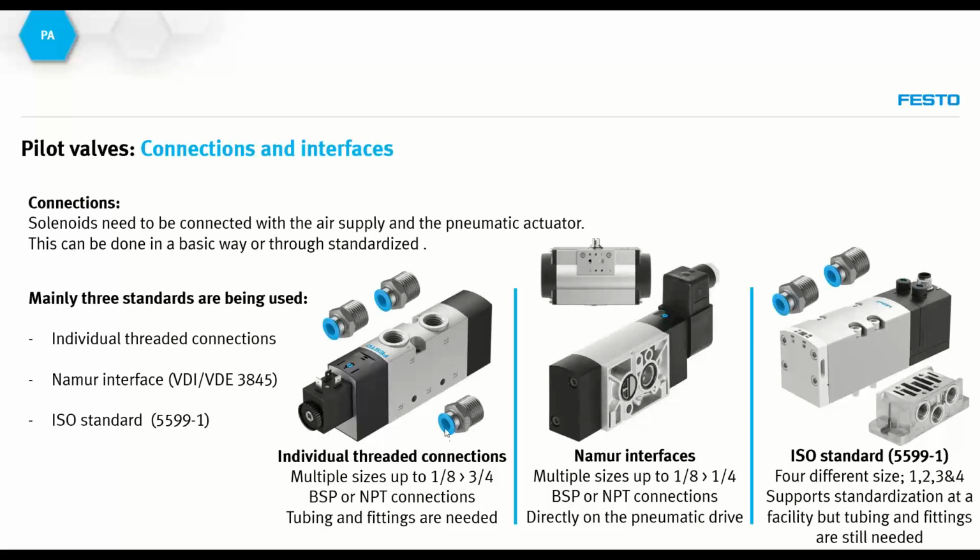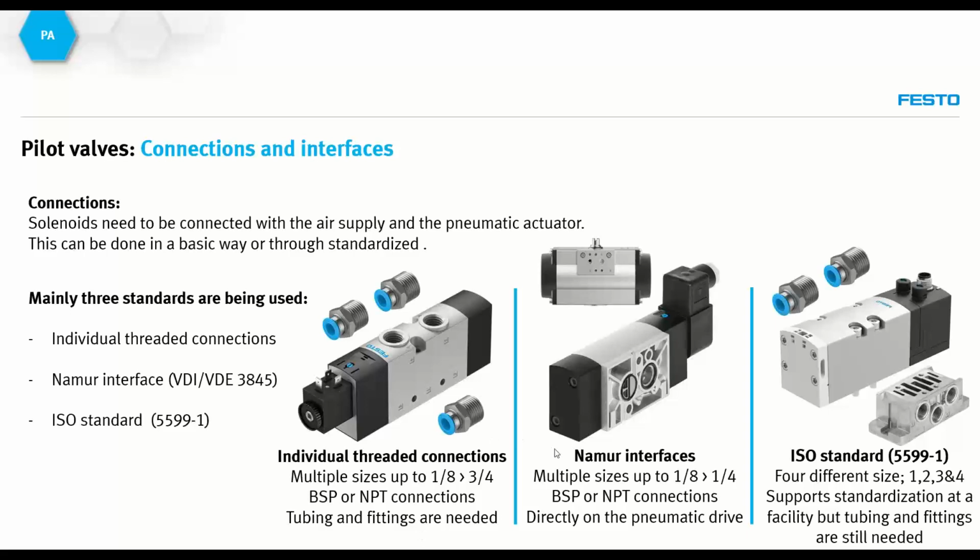an individual threaded connection. This means that a single solenoid valve will be mainly connected with threaded fittings, and from these fittings, tubing will be used to run through an actuator or a cylinder, and will be completely individual. Typical sizes for these valves is 1/8 till 3/4, in certain cases 1-inch connections for the very large valves. These connections can be BSP or NPT connections, but there's always tubings and fittings needed.